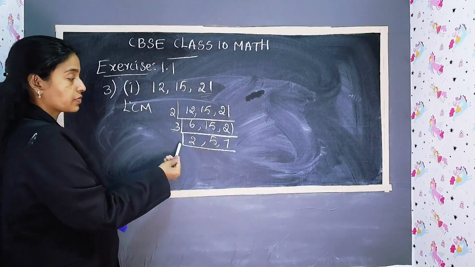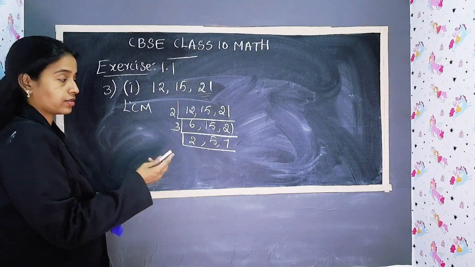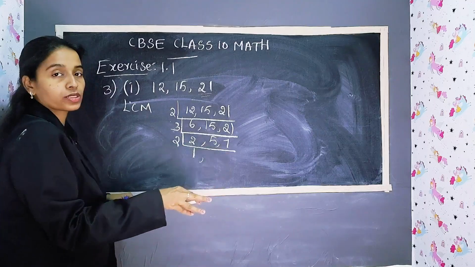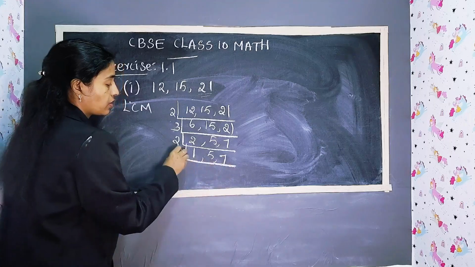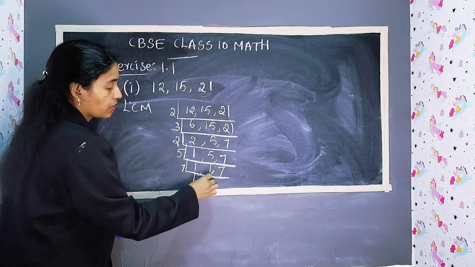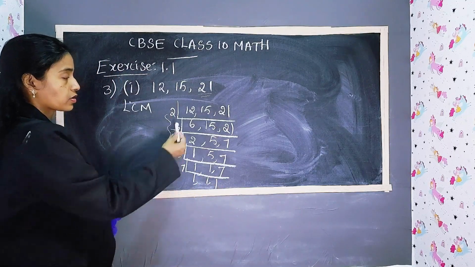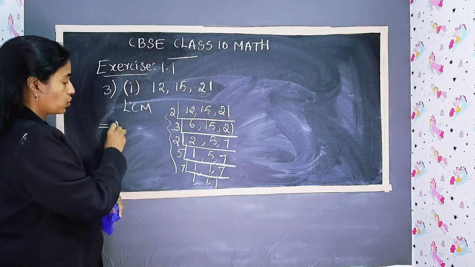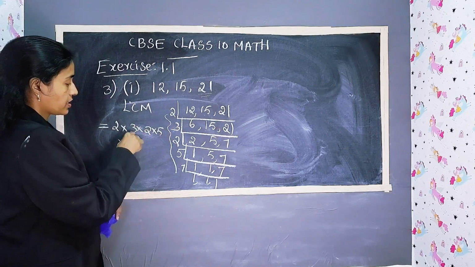First I can take the smallest number 2 so that I can divide this 2 by 2 completely. So I'll be getting the answer as 1. One 2 is 2. So 5 and 7 will not get divided by 2 completely. So I can write 5 and 7 as it is. And now I'm taking 5, 1, 1, 7, then 1, 1, 1, right? So these are all the prime factors of 12, 15, 21. So I can write 2 into 3 into 2 into 5 into 7.